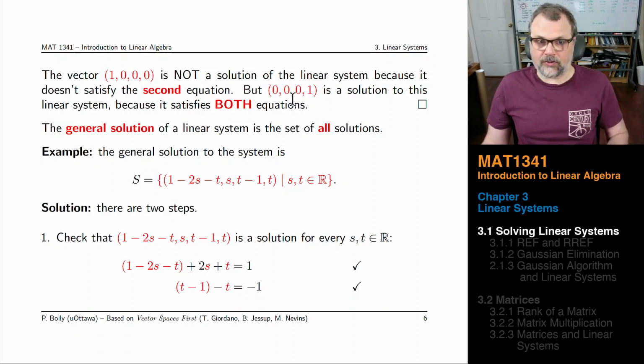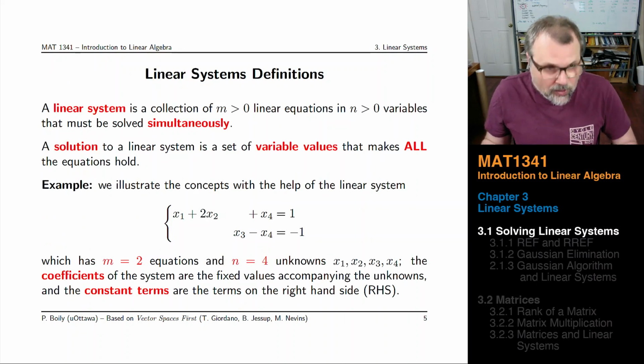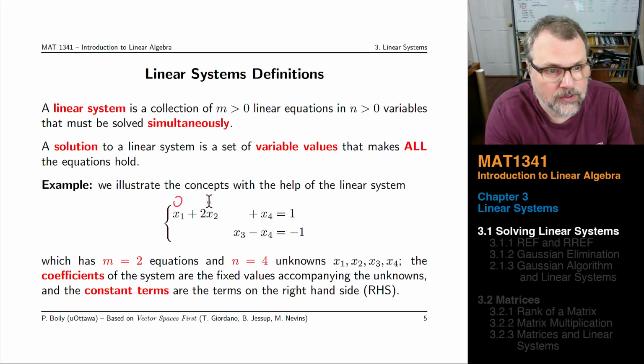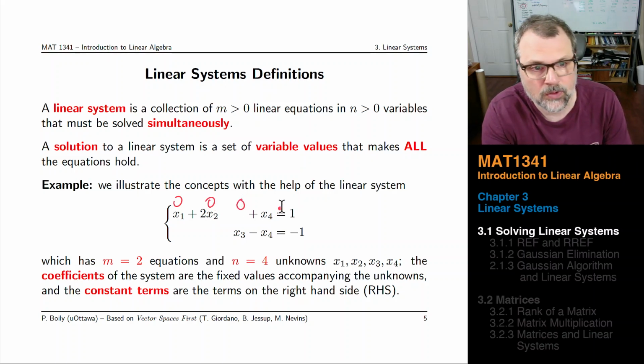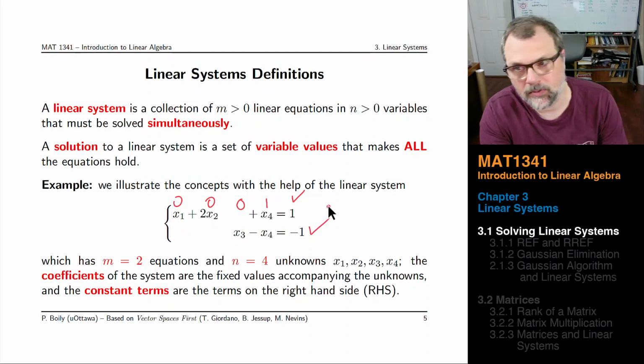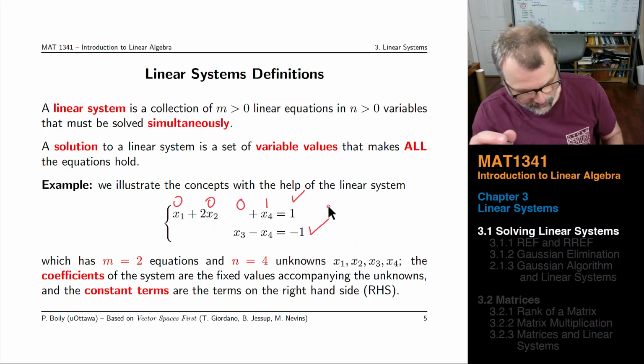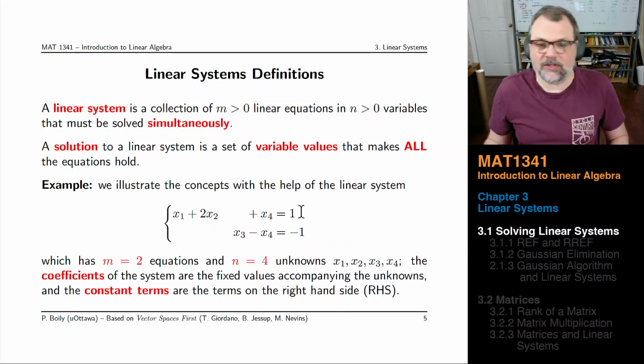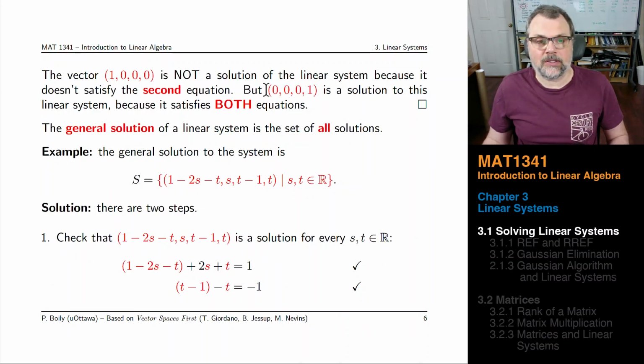On the other hand, 0, 0, 0, 1, that is, x1, x2, x3, x4, is a solution to the linear system, because on the one hand, 0 plus twice 0 plus 0 plus 1 is indeed equal to 1, and then 0 plus 0 plus 0 minus 1, yep, it's equal to minus 1. So the vector 0, 0, 0, 1 is a solution to the linear system. It satisfies both equations. Is it the only solution?